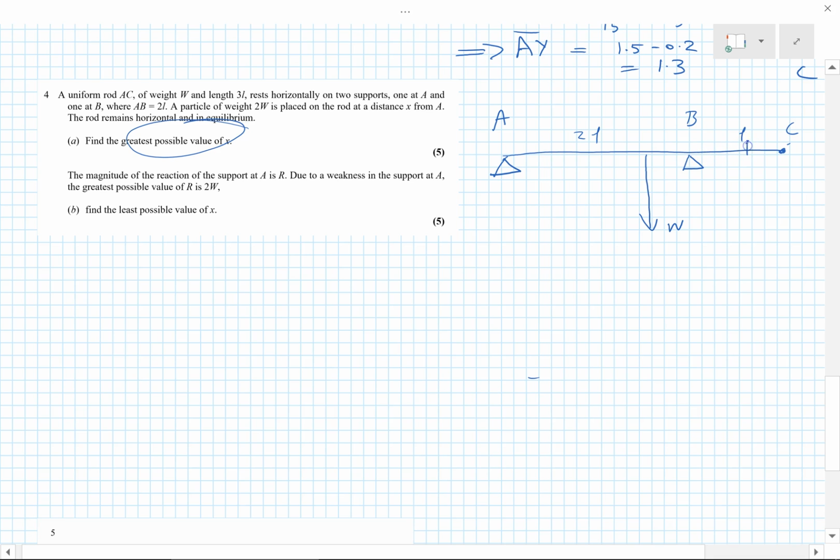So for this part, let's just place it over here, and it's the weight 2W. Now we're going to have a reaction force here, but at the greatest distance from A, it's going to be at the point of toppling. So in other words, if we were to go any further, it's going to actually topple around B.